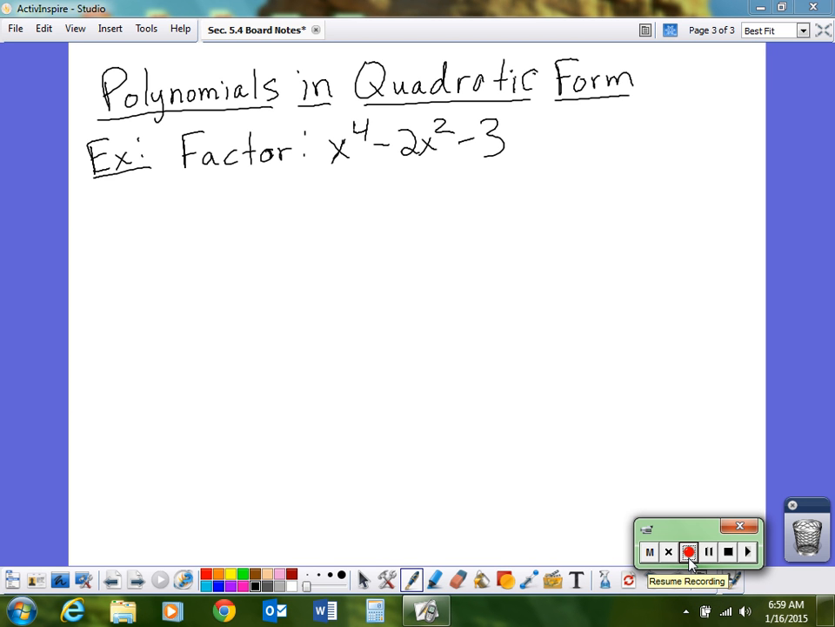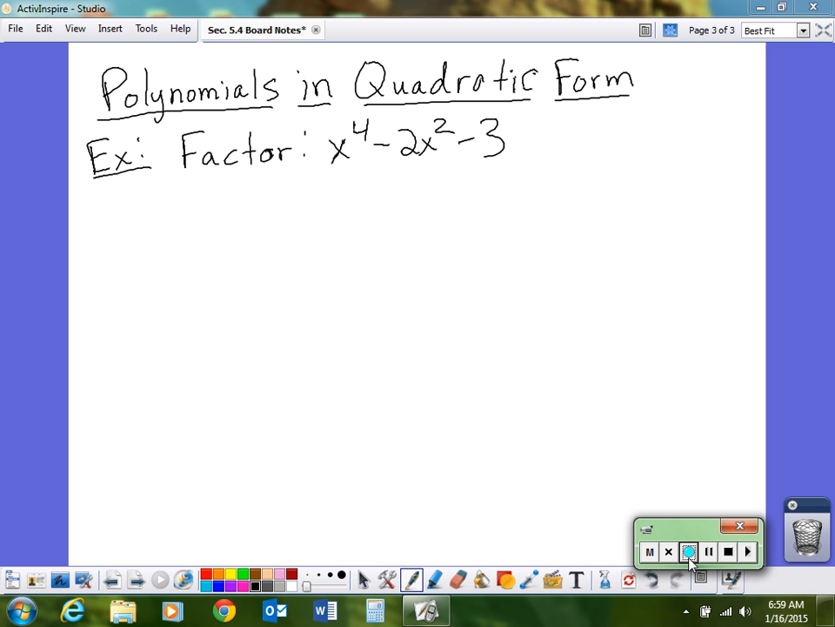Our third factoring method is polynomials in quadratic form. Polynomials in quadratic form look like a quadratic based on number of terms. So if we look at the example that's given here, we are asked to factor x to the fourth minus 2x squared minus 3, which looks familiar, similar to a quadratic, that it has three terms, a trinomial, and we're used to factoring something like this into two binomials.